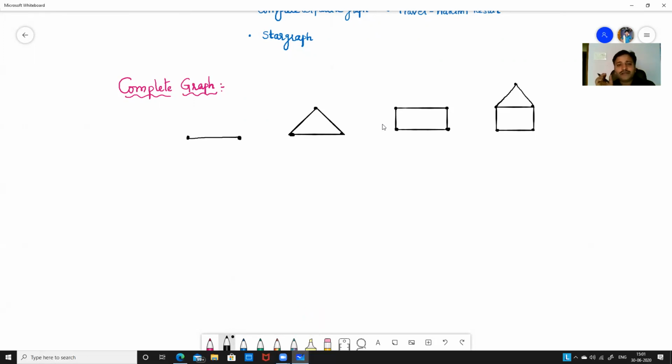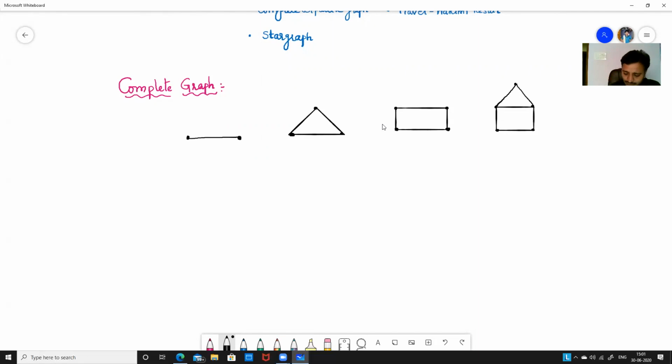See, in a complete graph, between every pair of vertices, there exists an edge. In most of the cases, we are discussing only simple graphs. A simple graph is said to be a complete graph if there exists an edge between every pair of vertices.